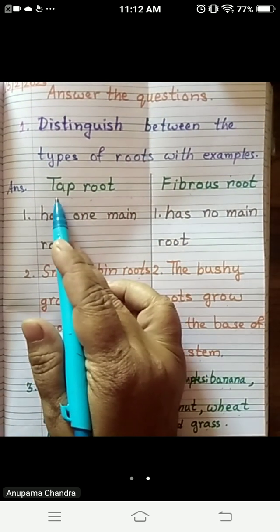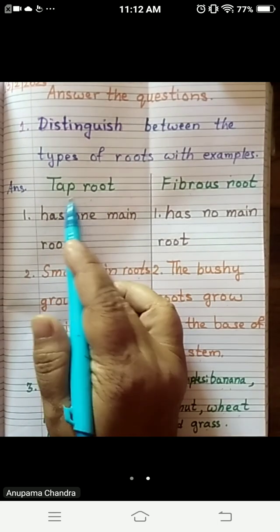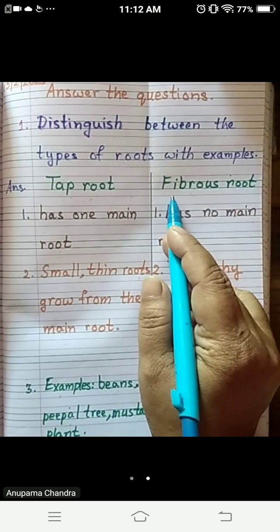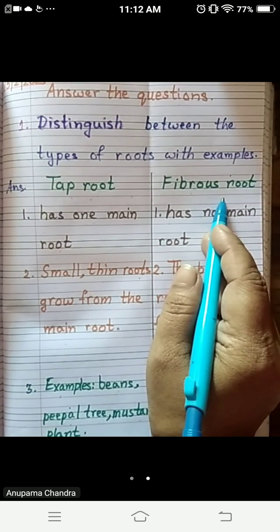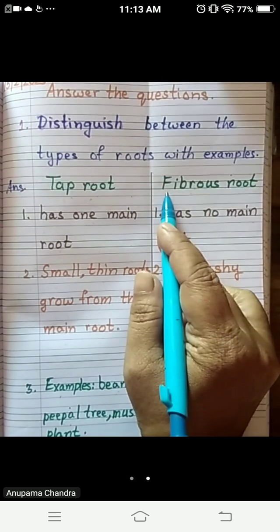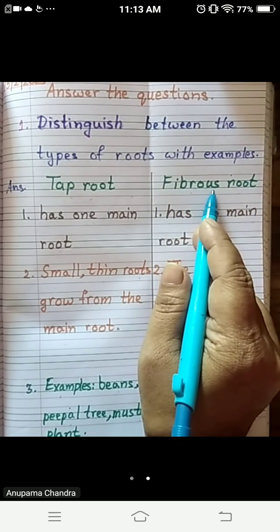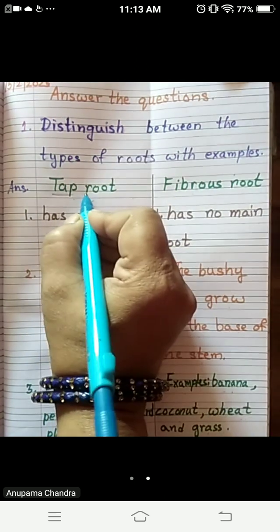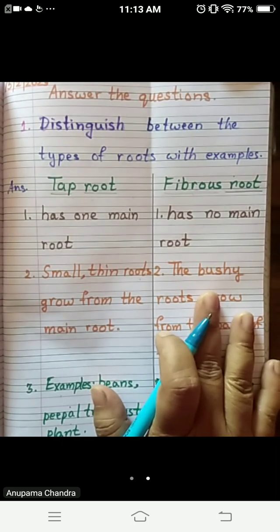Okay, check out the spelling, children. T-A-P, tap, R-O-O-T, root, taproot. Come to fibrous root, F-I-B-R-O-U-S, fibrous root, R-O-O-T, root. I repeat, F-I-B-R-O-U-S, fibrous root. Taproot and fibrous root. Okay, so here we go.